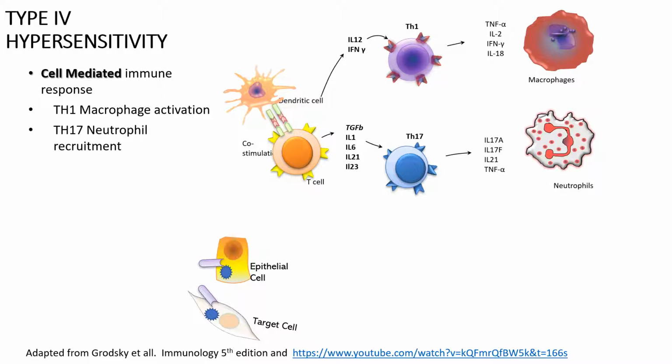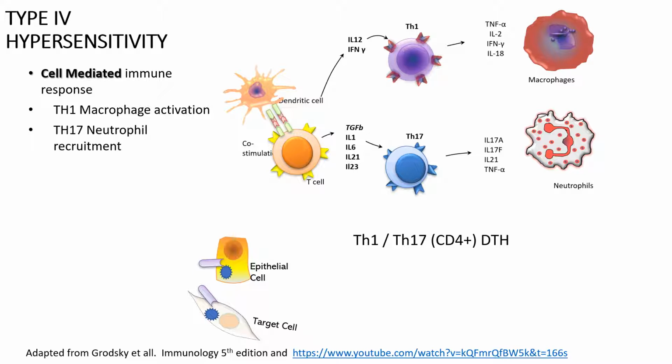It is the macrophage and the neutrophil that produce the damage onto the tissue that is carrying the allergen or the drug that's immunogenic. So these Th1 and Th17 responses are CD4, and they're also called delayed type hypersensitivity, or DTH.